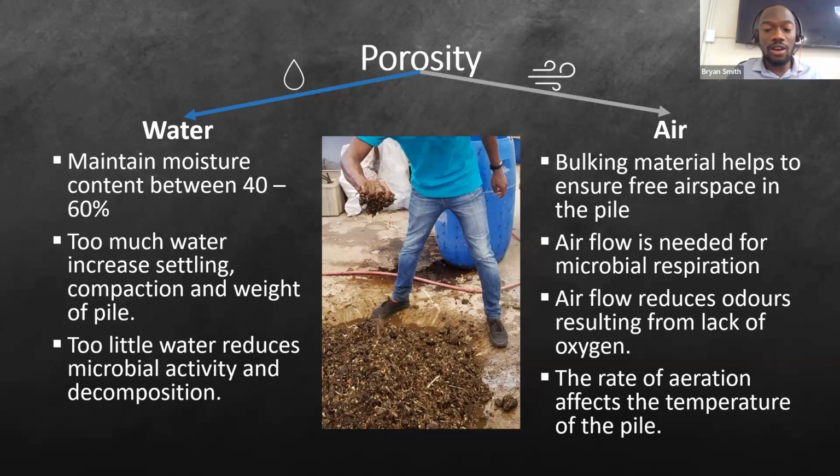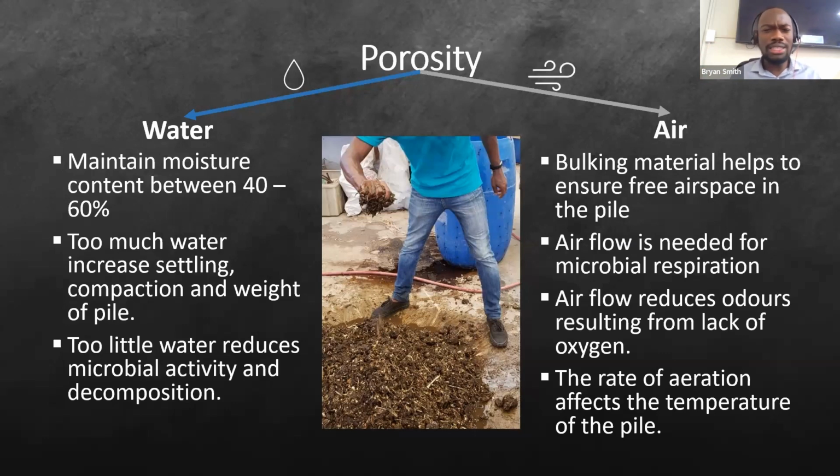And then the rate of aeration, meaning how often you turn, how often you introduce air to the pile, affects the temperature. And sometimes if the temperature is too high, where it can affect microorganisms, you would want to introduce some air to reduce that temperature. And so one of the methods that we use oftentimes when we have a lot of wet waste, waste that is very liquidy, is that we add bulking material.